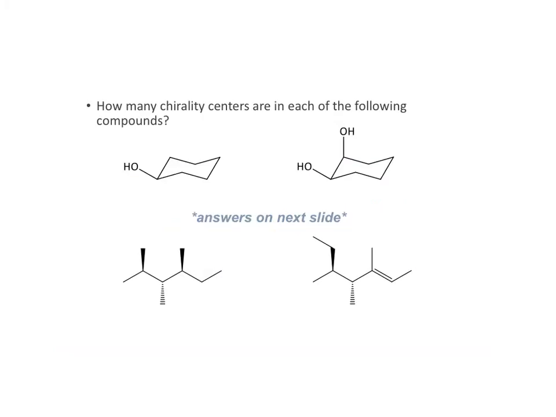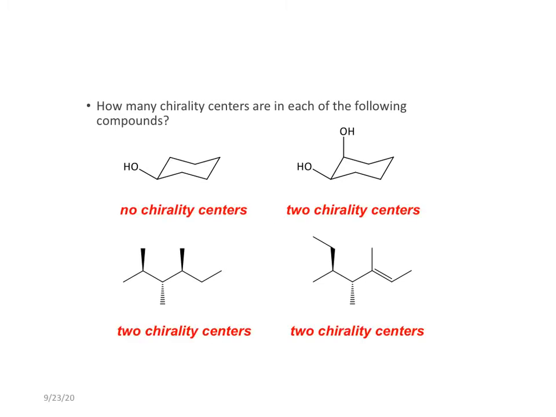So pause the video and see if you can figure out how many chirality centers are in each of the following compounds. It may help you to draw in your hydrogens. So in this first compound, and it's drawn in a chair conformer, it has no chirality centers because this carbon has an H and an OH. Well, those are different, but when you go around the ring, you get no point of divergence. There's also a plane of symmetry going through that molecule.